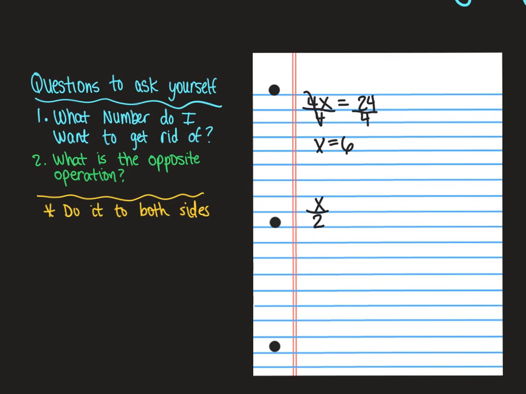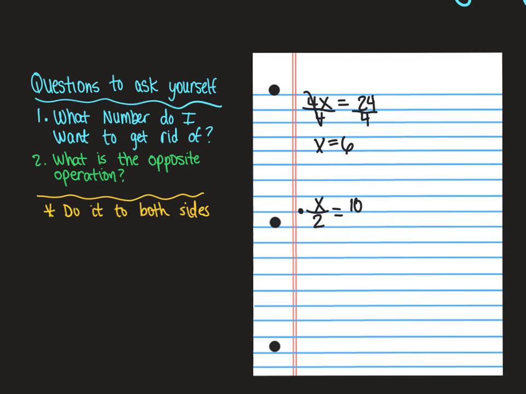What if we started off like this? X on top of a 2 is equal to 10. What number do I want to get rid of? I want to get rid of the 2. What is the opposite operation? Well, right now it's division. Opposite of dividing is multiply. Here's how I want to see you multiply.